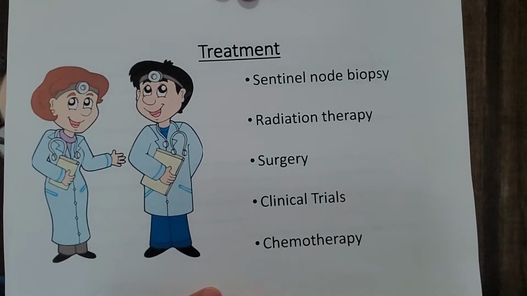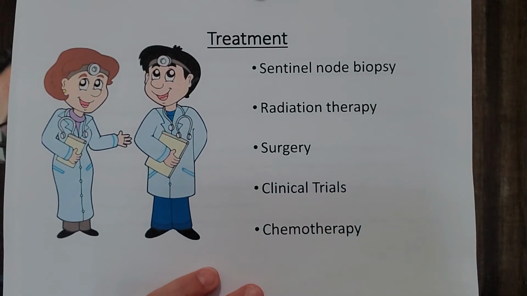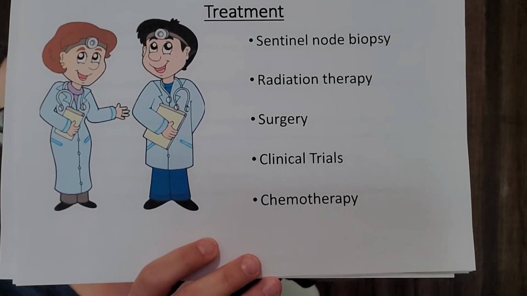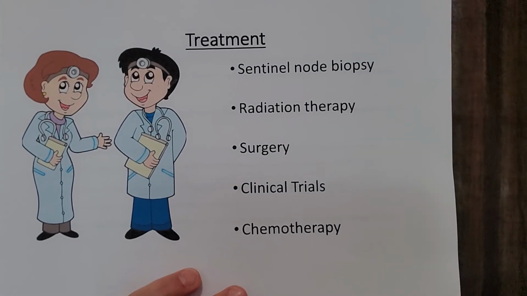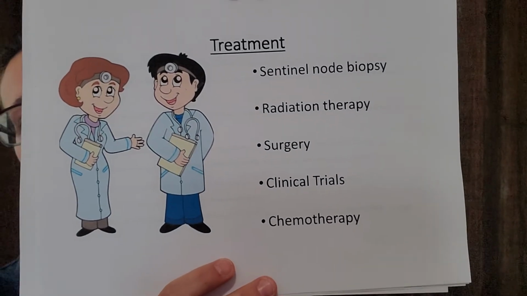So treatments include sentinel node biopsies, radiation therapy, surgery, clinical trials, and chemotherapy. Now, a sentinel node biopsy is essentially just they want to check your lymph nodes to make sure that the cancer has not spread to your lymph nodes.